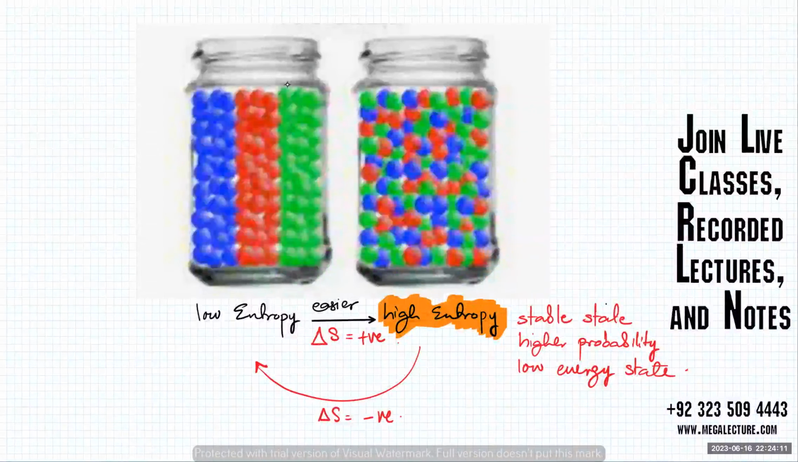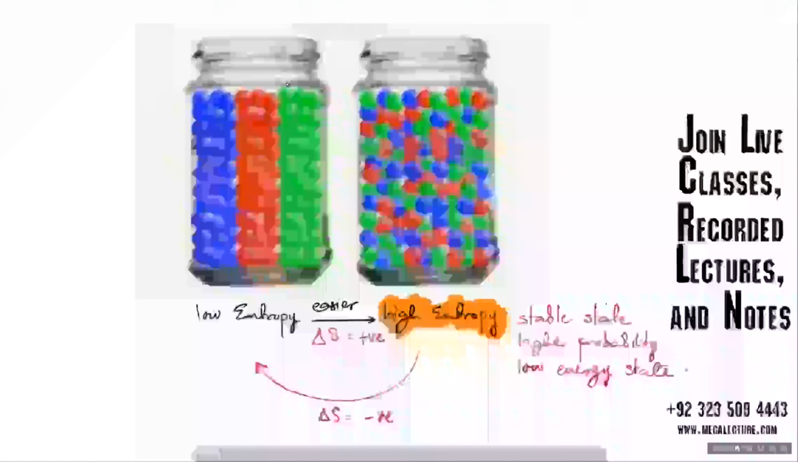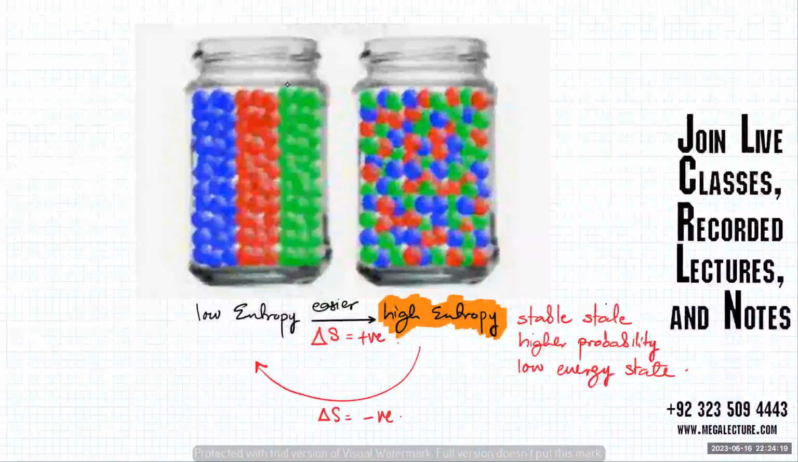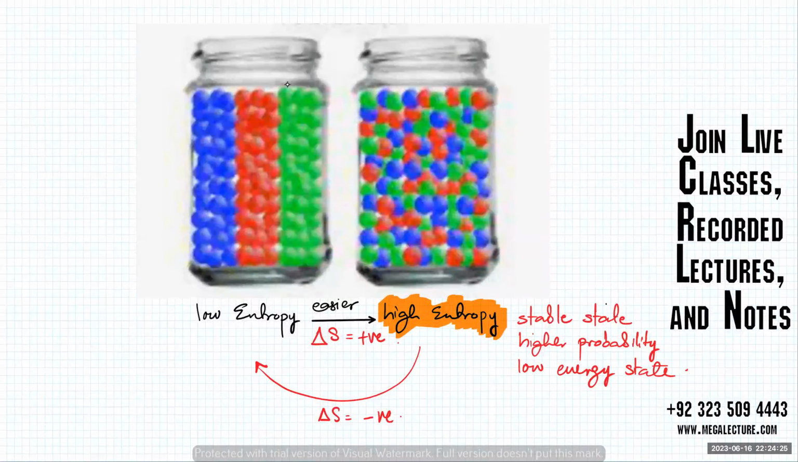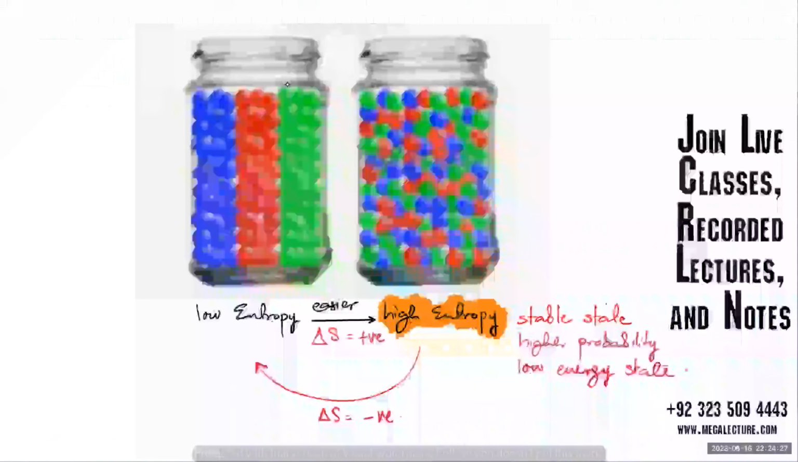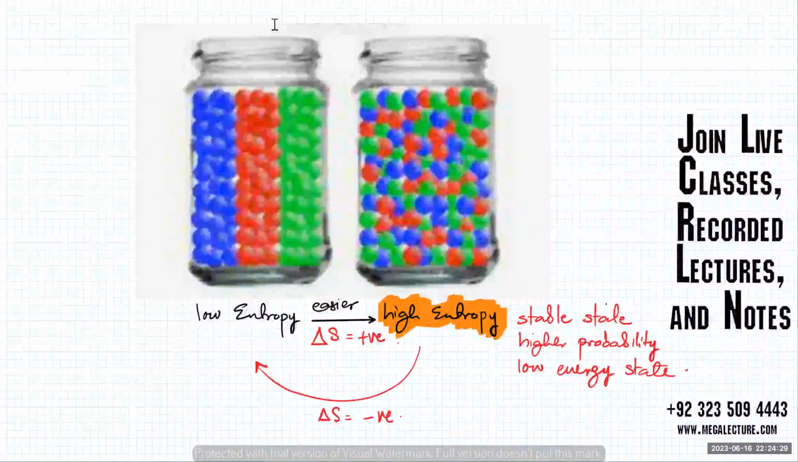No matter how much you shake it, the low entropy state has a very, very low probability. It's not going to maintain itself. It's not going to be stable, and it's very hard to achieve that state. So that's your high energy state. You have to give it a lot of energy to actually achieve the low entropy state. That's a lot harder to achieve. And there's a reason for that.